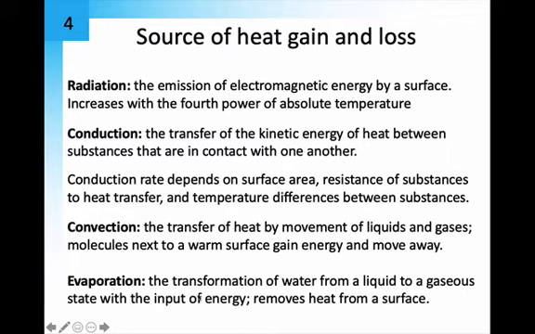That's the release of energy through the change in state of water from a liquid to a gas. And that removes heat from a surface.